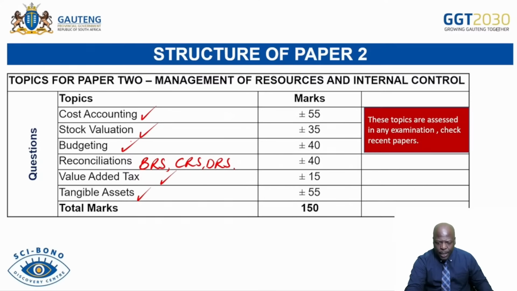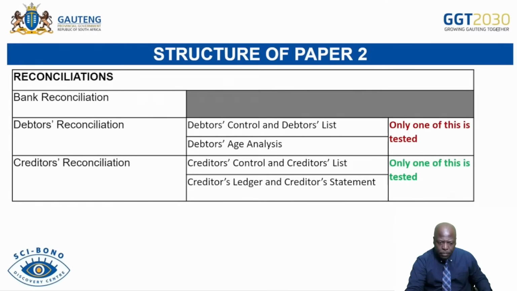Okay, so these three here have been assessed in much of the papers that we have seen in the past: your cost accounting, your inventory valuation, and your budgeting. So these are topics that have been assessed in the past examination papers. And then you can have other topics which can be assessed and cannot be assessed as well, depending on the papers. But these first 3 have been assessed in the recent papers that we have seen over the years.